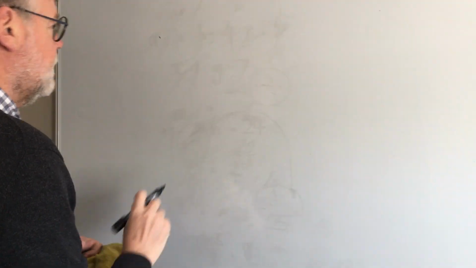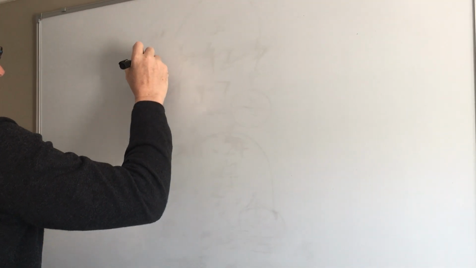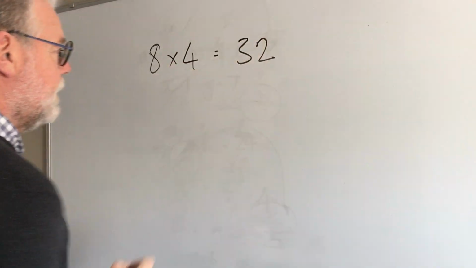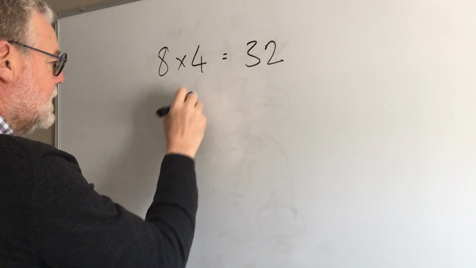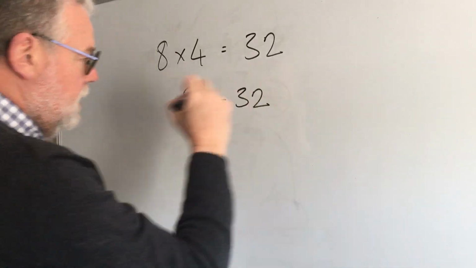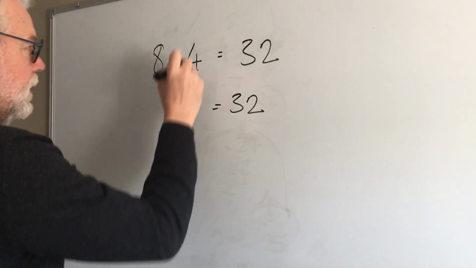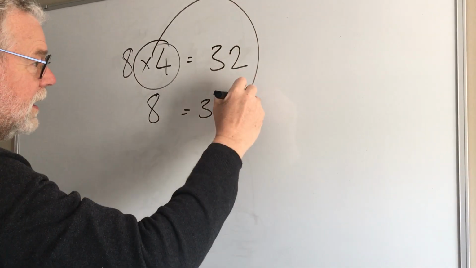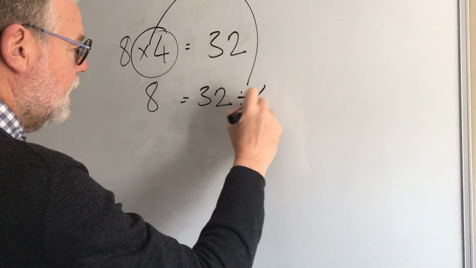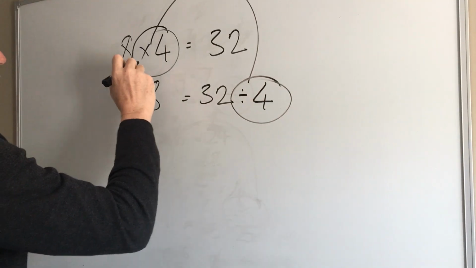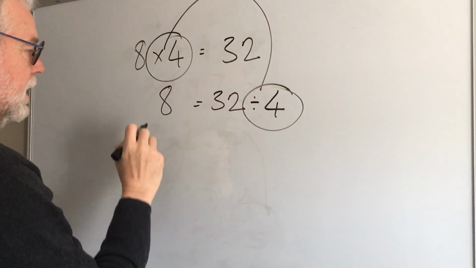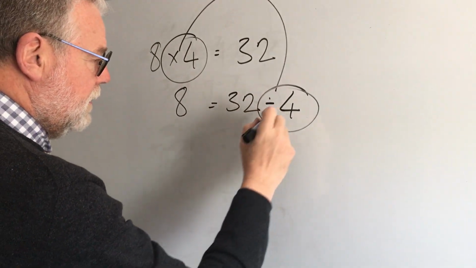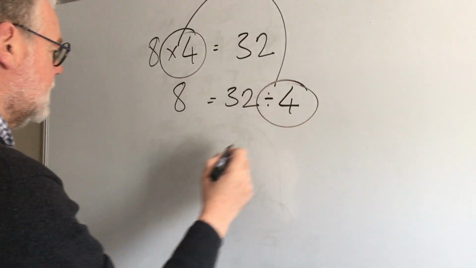So this time, if we said 8 times 4 equals 32, it's balanced, but 8 equals 32 is no longer balanced. What do we do? We change the side, and I can hear you telling me, we change the sign. So from multiplying to dividing, does it now balance? 8 equals, what's 32 divided by 4? The answer's 8, so yes, it's balanced.